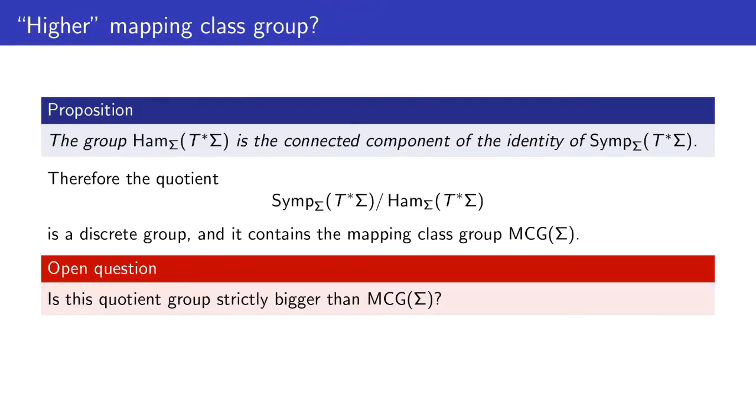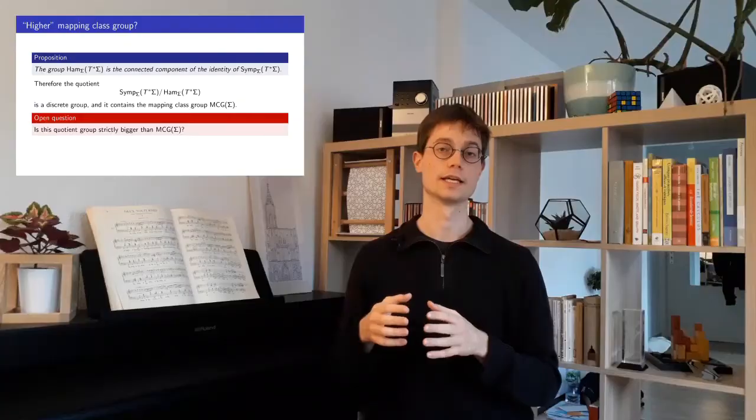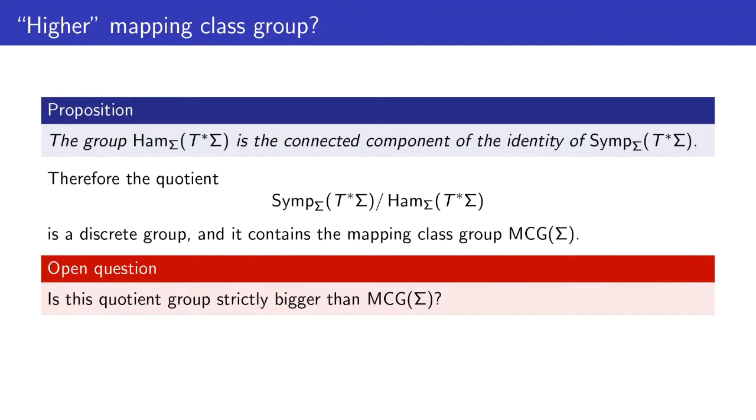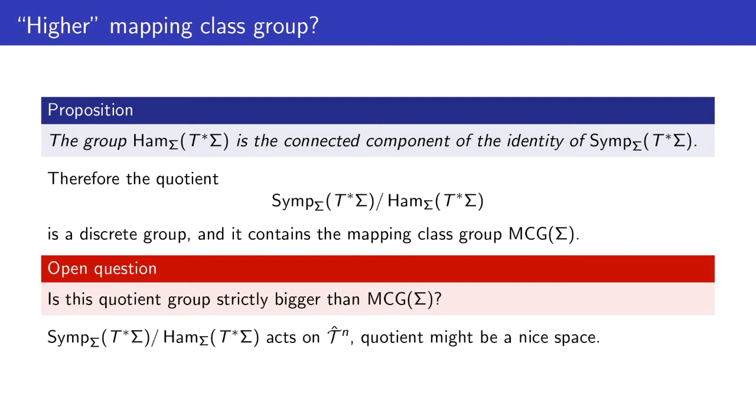But the question is: is this quotient strictly bigger than the mapping class group? If this was true, we could call this group the higher mapping class group. Notice that the correct analog of the Riemann moduli space, which is Teichmüller space divided by the mapping class group, should be the moduli space of higher complex structures divided by the higher mapping class group.